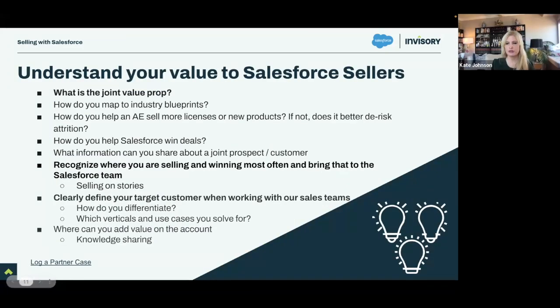Salesforce has over 150,000 customers, so you should be able to clearly define your target customer when working and engaging with our sales teams and share how you differentiate. So which verticals and use cases you solve for, finding that sweet spot, right? And be able to clearly define and articulate what your value proposition is.